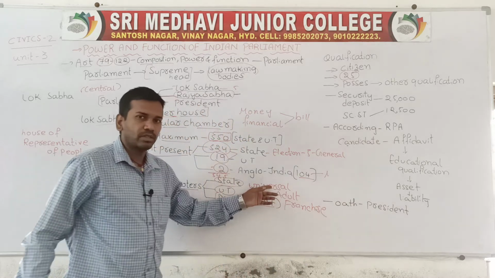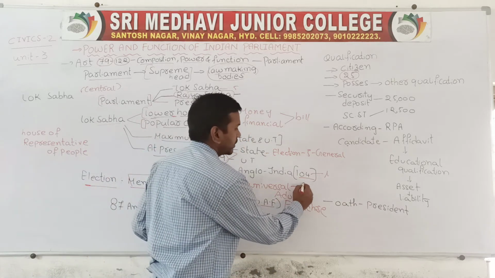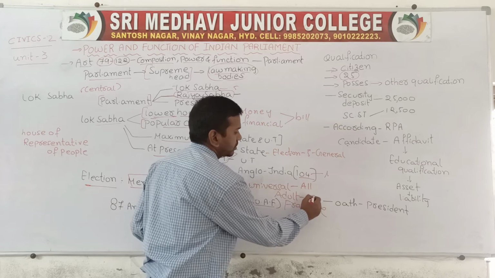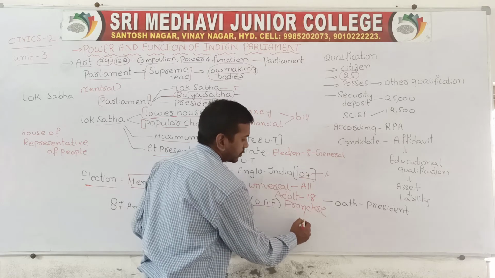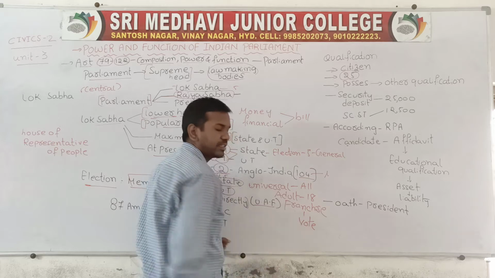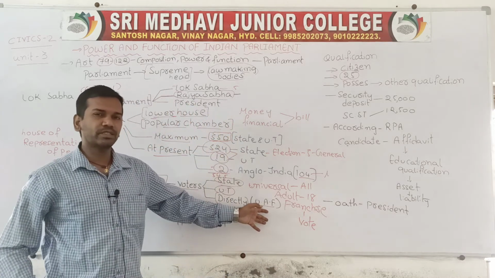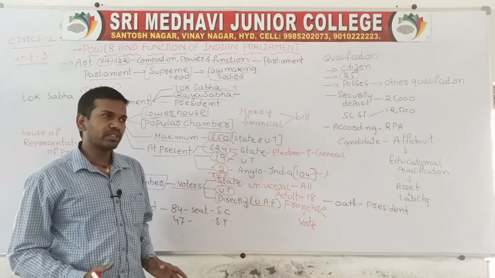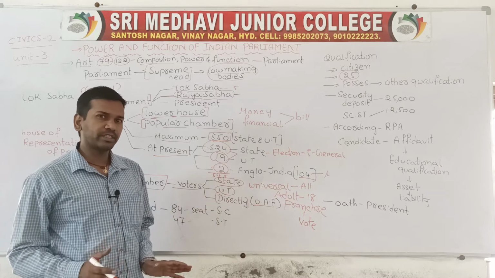So universal means all. Okay, universe means all. Adult means those who complete 18 years. Franchise means right to vote. All the people who complete 18 years of age have the right to vote. That is called universal adult franchise. So according to the universal adult franchise, the member of Lok Sabha will be appointed directly.